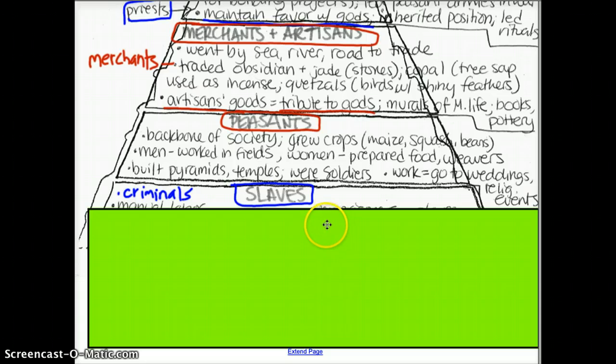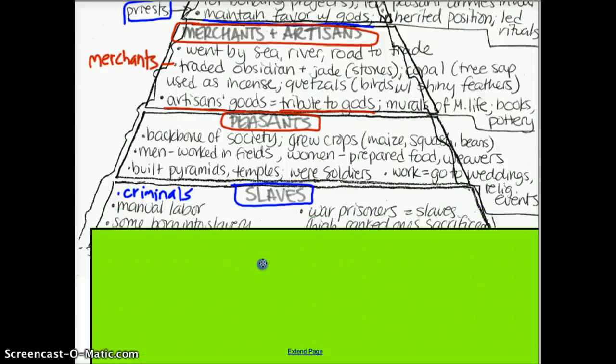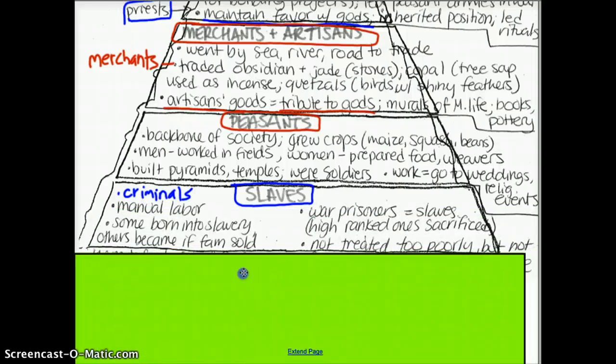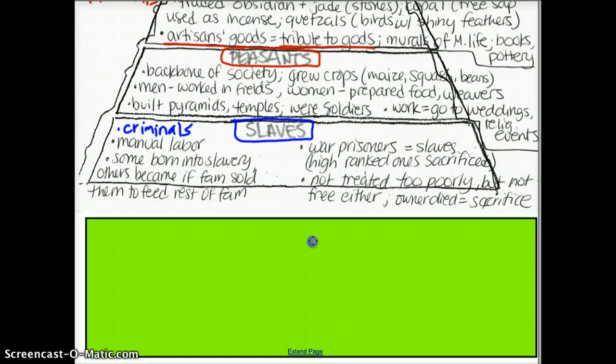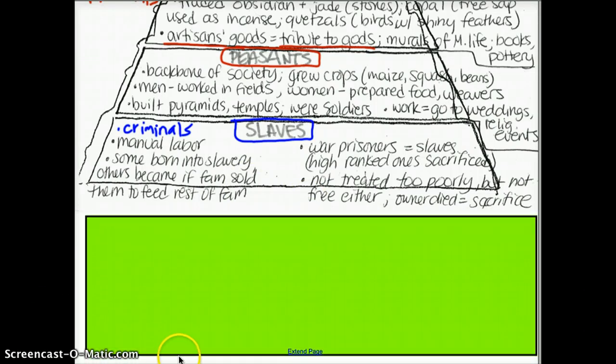Lastly, at the bottom you have slaves, and there were different ways you would become a slave. So you have criminals, people born into slavery, sold into slavery, war prisoners, and they did a lot of work as well, just like the peasants. They weren't treated too poorly, but they weren't free, so you know it's bad. Being a slave is bad, obviously, no matter what. And if their owner died, they might be sacrificed.